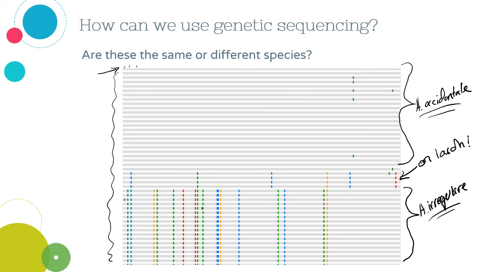So that led to the question of who was it? What species was now able to infect larch? And it appears that it's a hybrid between these two things that we thought couldn't breed with each other. So that is part of how we use genetic sequencing.